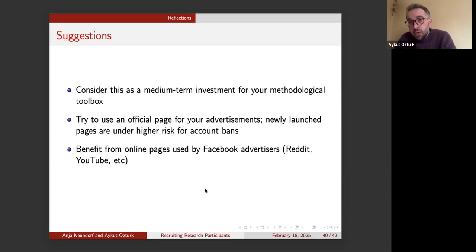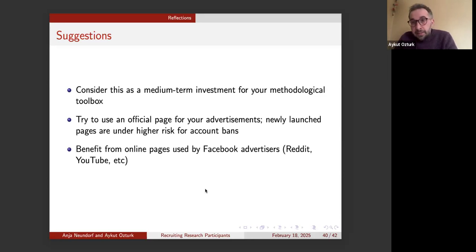If that doesn't work, again, think of this as a medium term investment and create a Facebook page that works well over time. In one of our previous sessions, Aaron Early presented a very good, amazing research on migrant populations in Nigeria, and they explained in detail how they established a well working, trustworthy Facebook page. You need to invest time in that one.